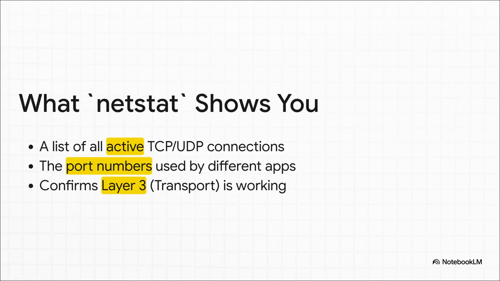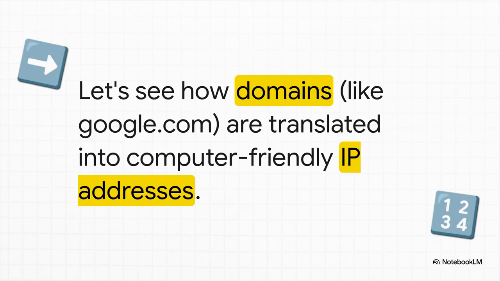Okay, you're going to see a long list of active TCP and UDP connections. See where your IP address is followed by a colon and then a number. That number is the port. This command is giving you direct proof that layer 3 is managing all those different connections for all your different apps. Pretty cool, right? And finally, we've made it to the top.